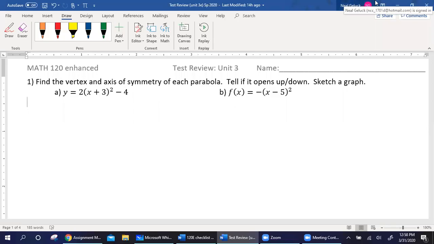Okay, college algebra students, this is the review for the Unit 3 test. I'm going to be writing with a pen on the screen, so it's not going to look great, but we'll get there.